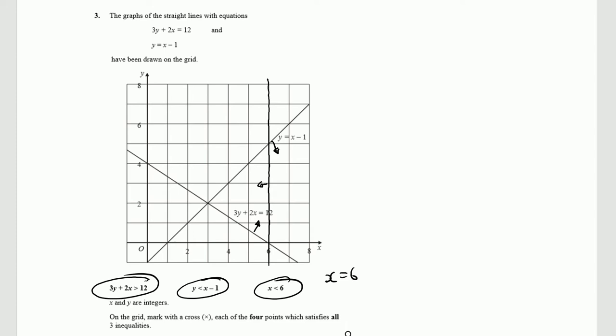Now, because we're looking for integers, we're only looking for where these grid lines cross over with each other. So in this little region over here, I've got 1, 2, 3, 4 points that satisfy all 3 of those conditions.